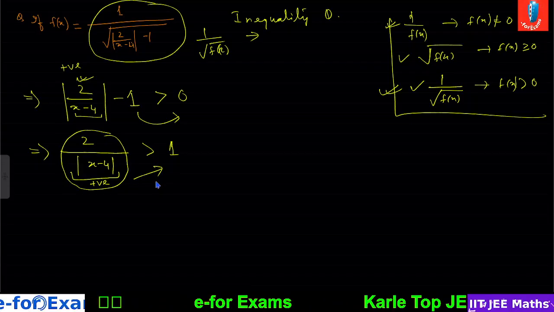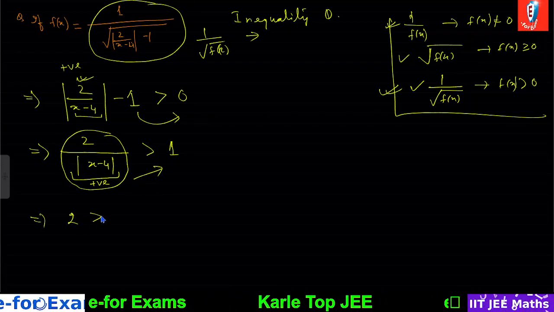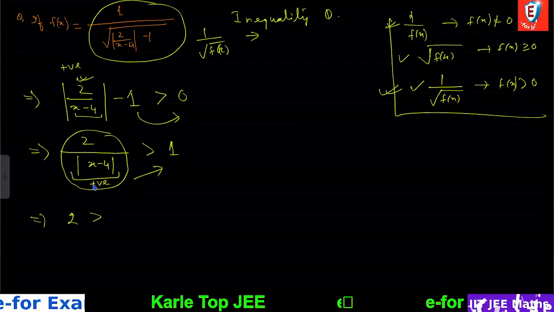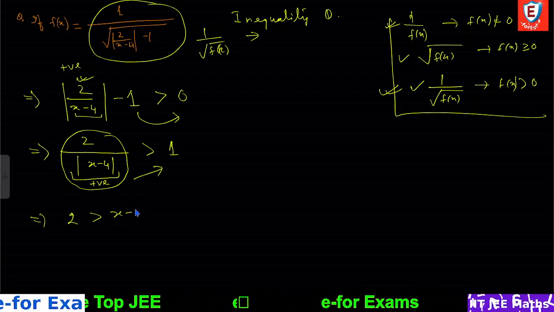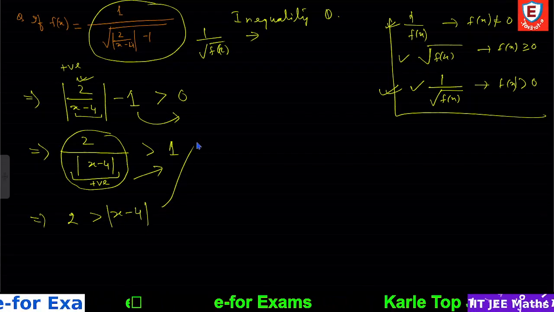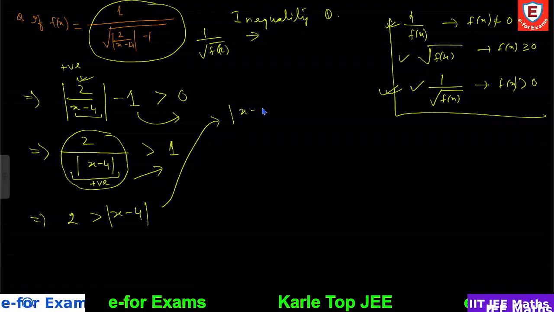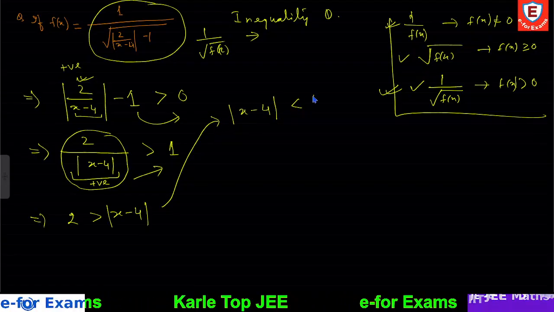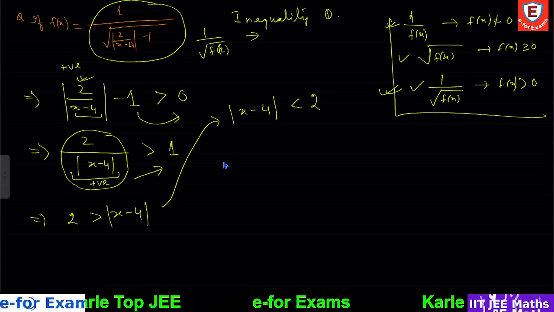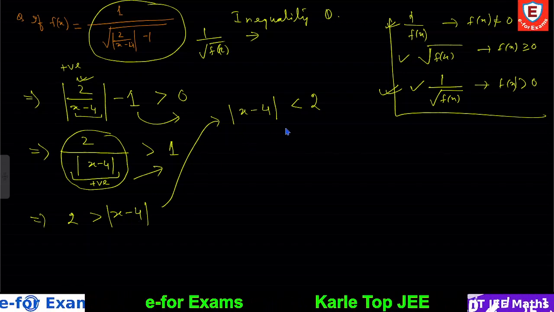So I can cross multiply like this directly. 2 is greater than, cross multiply, no change in sign, as this is a positive quantity. So this can be written as mod of x minus 4 is less than 2. 2 is greater than this, right? So we can write it in reverse, mod of x minus 4 is less than 2.